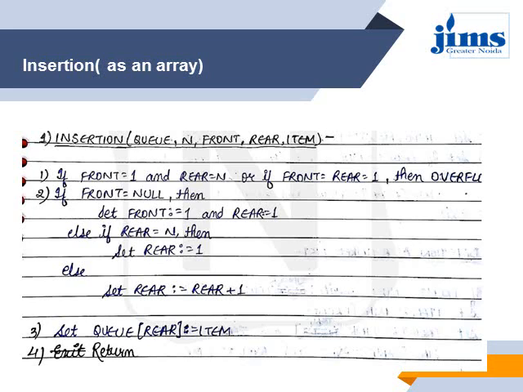Now if the front is equal to null, then I will set front equal to 1 and rear equal to 1. Otherwise, if rear is equal to the maximum limit, then I'll set rear equal to 1. Else I'll set rear equal to rear plus 1, and then set the queue at the rear index equal to item, and then I'll return out of the algorithm.